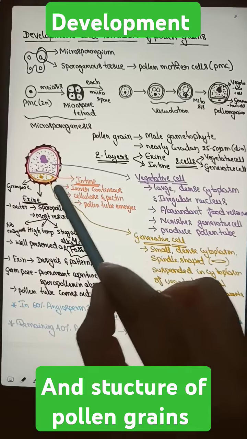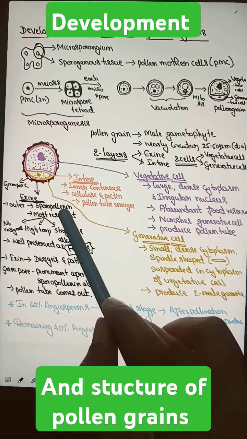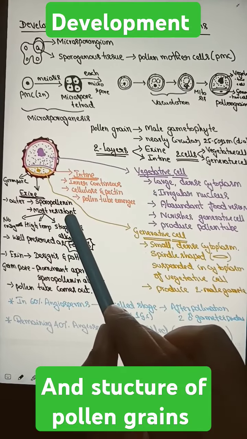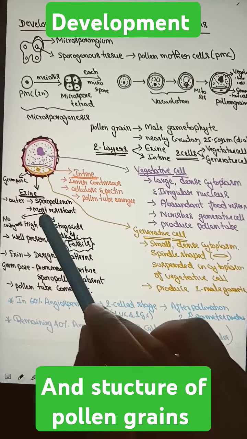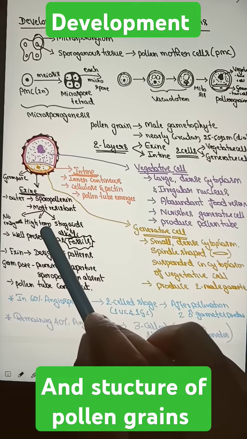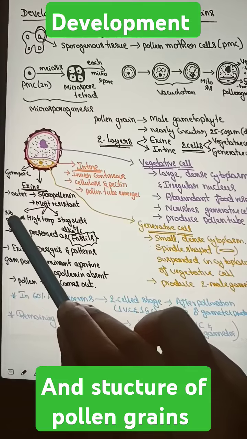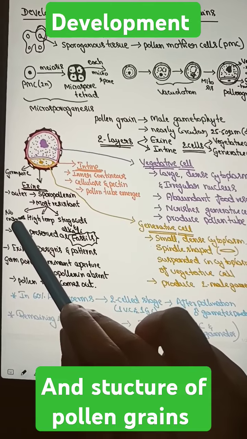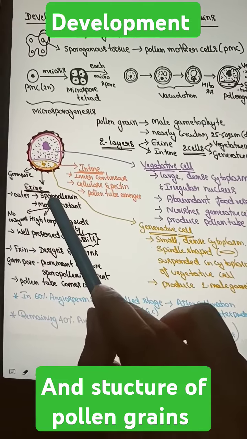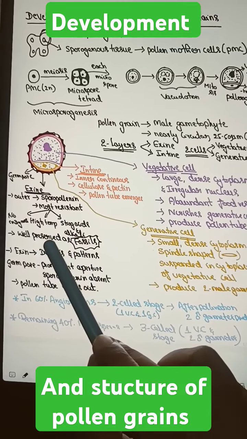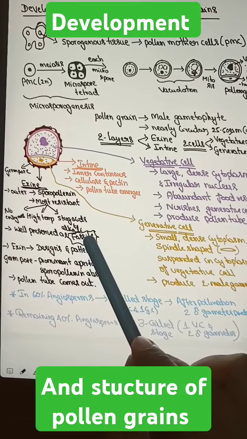Exine is the outermost layer and consists of a chemical called sporopollenin. Sporopollenin is the most resistant organic substance present on earth because it is resistant to high temperature and to strong acids and alkali, and no enzymes have been found yet which can digest sporopollenin. Because of this exine and sporopollenin, pollen grains are well preserved as fossils.